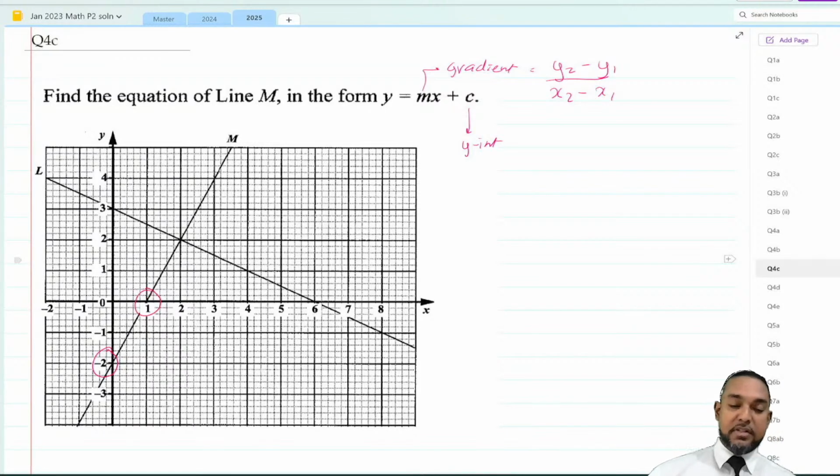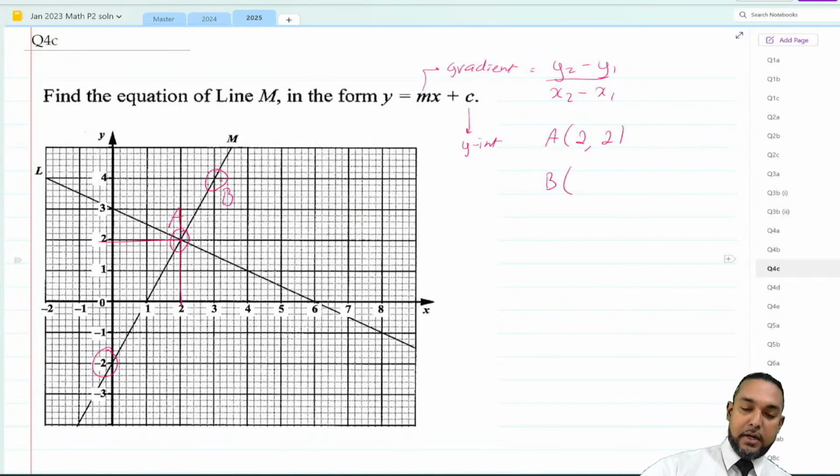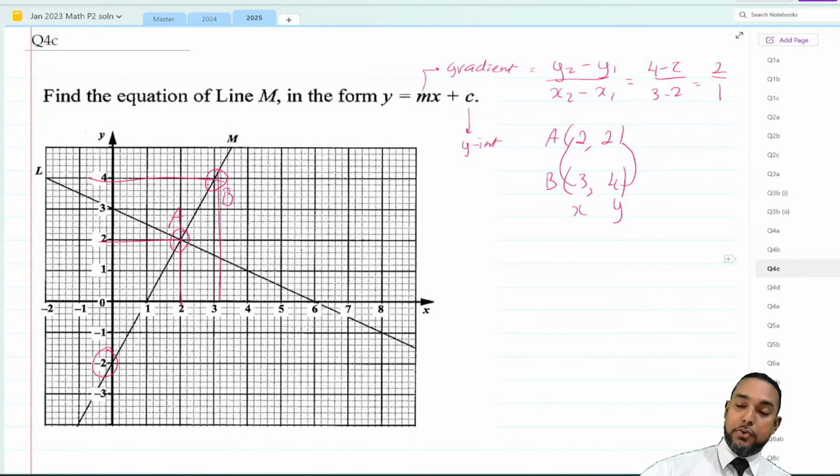Now, we could use the 2 intercept points, or we could even use any other 2 points to find the gradient. Just for the sake of it, we could use this point here and this point here. Let's call this point A and that point B. What are the coordinates of point A? 2 on the x and 2 on the y. So that's 2, 2. Coordinates of point B are 3, 4. So these are your y values, these are your x values. So y2 minus y1 is 4 minus 2, over x2 minus x1, so you're going to have 2 over 1, which is just 2, right?